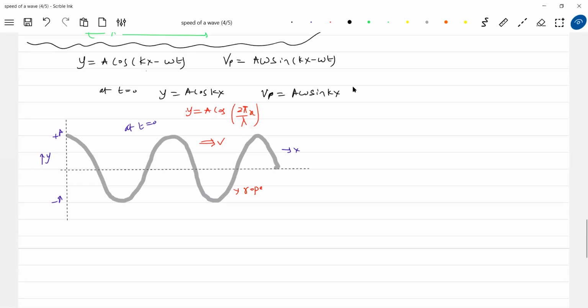This point is lambda by 4. This point is lambda by 2. This point is 3 lambda by 4. This is lambda. This is 5 lambda by 4. This is 6 lambda by 4, 3 lambda by 2. This is 7 lambda by 4. This is 2 lambda. Getting some idea?